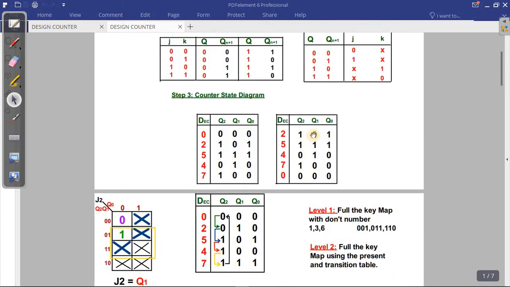Like I was saying in this video, I'm not using the next state table, I'm only using the present state table.